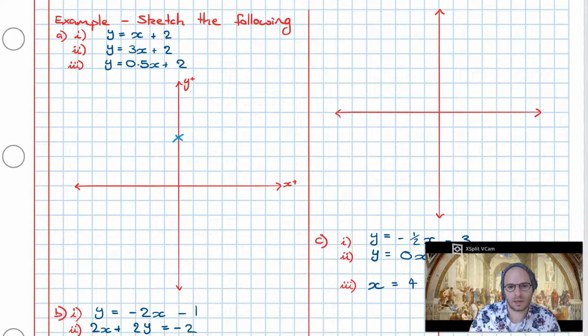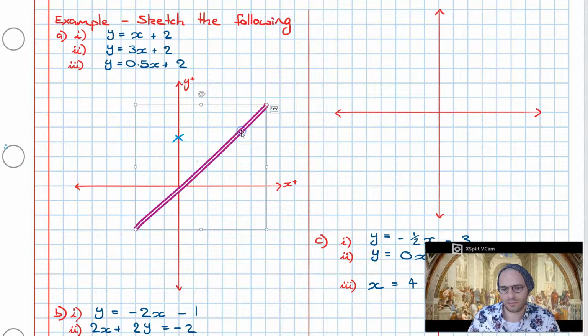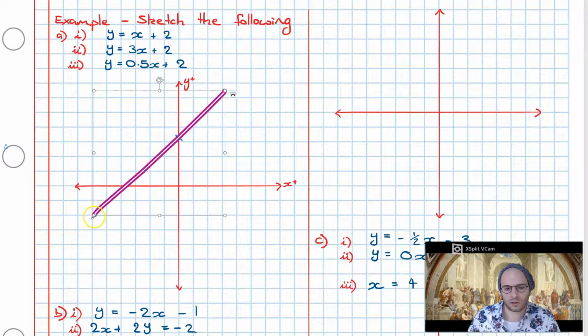From there, we're going to have a look at the gradient, in which case it's a value of 1. There's nothing in front of the x, so it's an inferred value of 1. As a result, for every 1 we go across, we're going to go up 1. So we're going to get a line that goes on a 45-degree angle. As a result, I can simply draw a line that looks something like this. Notice how I'm not too particularly concerned about the angle of the line. So long as it looks like it's 45, then that's good enough for me.